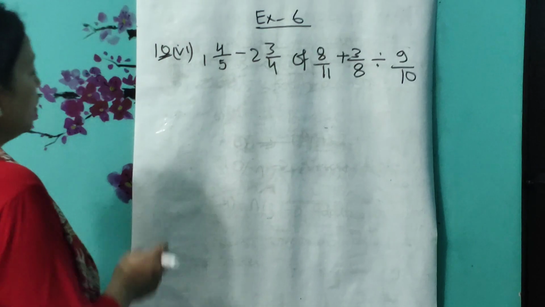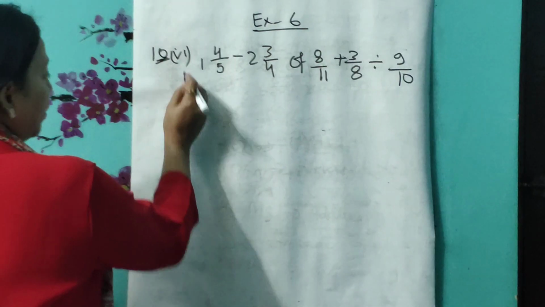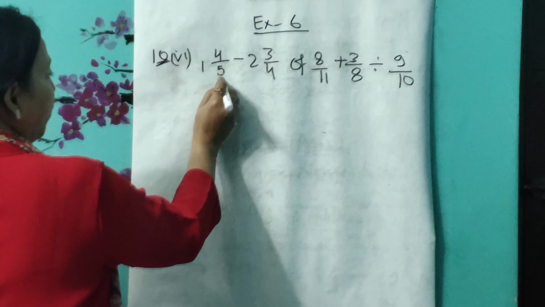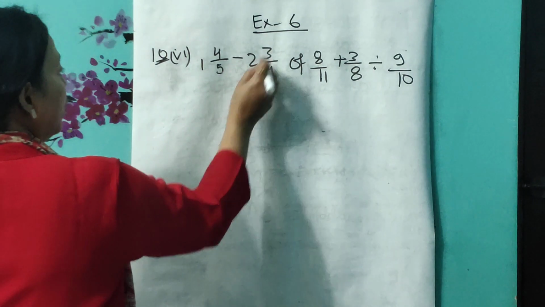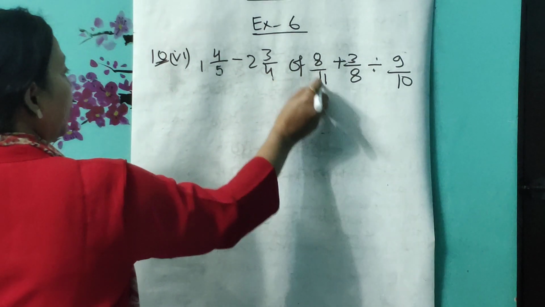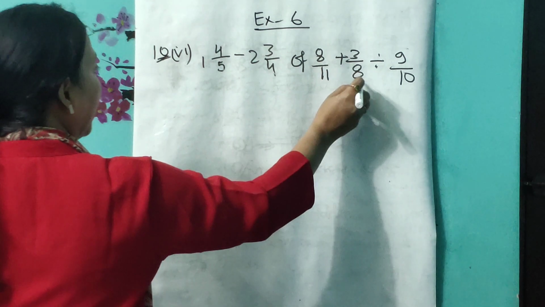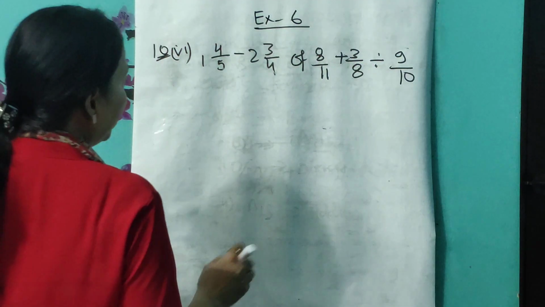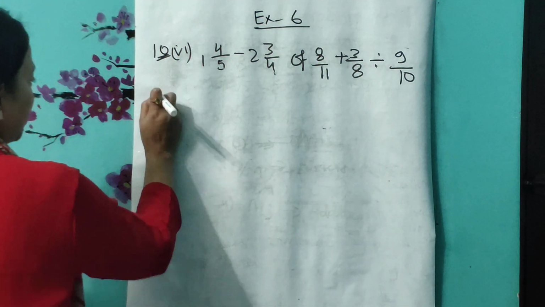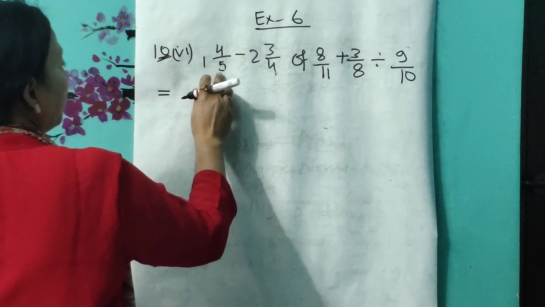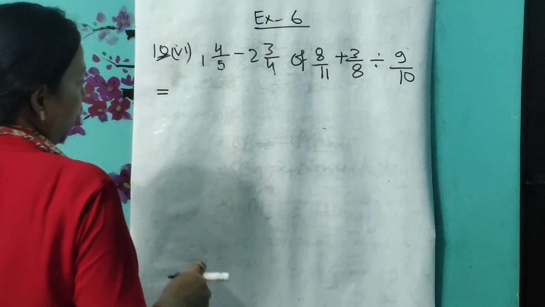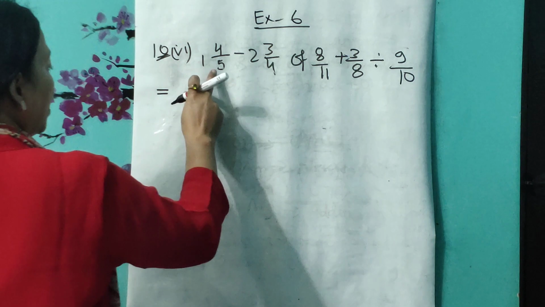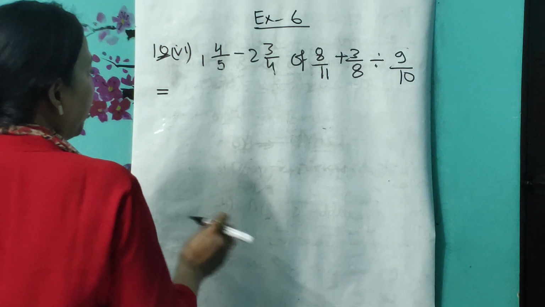Now next question is question number 10, part 6. So 1 whole 4 by 5 minus 2 whole 3 by 4 of 8 by 11 plus 3 by 8 divided by 9 by 10. In this, the first step is what we will do: the mixed numbers we will change into improper form. So the first step is change the mixed number into improper form.